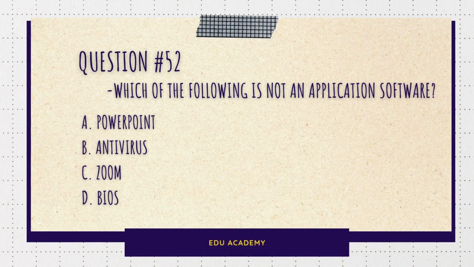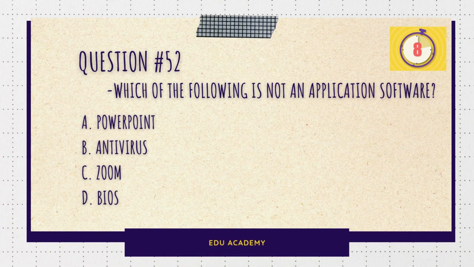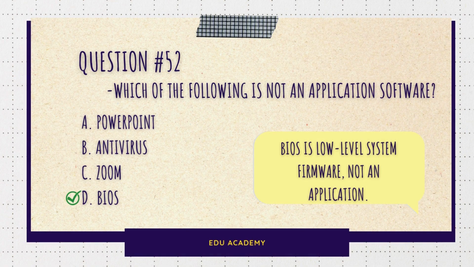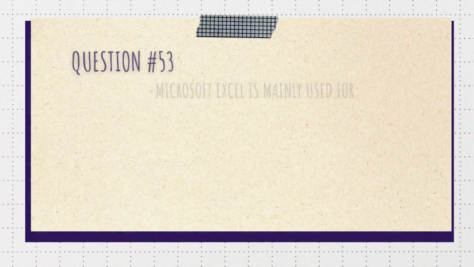Question 52. Which of the following is not an application software? A. PowerPoint, B. Antivirus, C. Zoom, D. BIOS. You have 10 seconds. Time's up. Answer D. BIOS. BIOS is system firmware, not an application. It helps initialize hardware during startup.